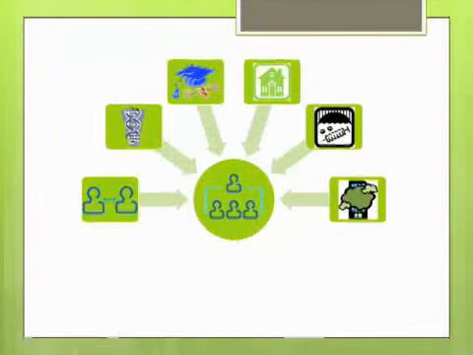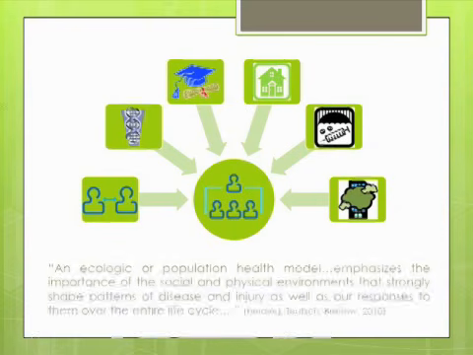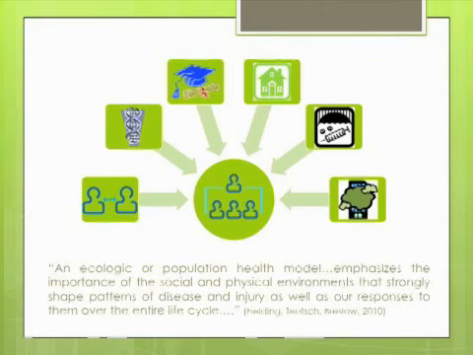What's true for individual health is also true for population health in the sense that you can't look at individual outcomes or health problems without examining the larger context that created them. Unlike a medical model, though, population health models take a much broader view of health over the lifespan. The ecological model that we're focusing on in this tutorial emphasizes the importance of the social and physical environments that strongly shape patterns of disease and injury, as well as our responses to them over the entire life cycle.